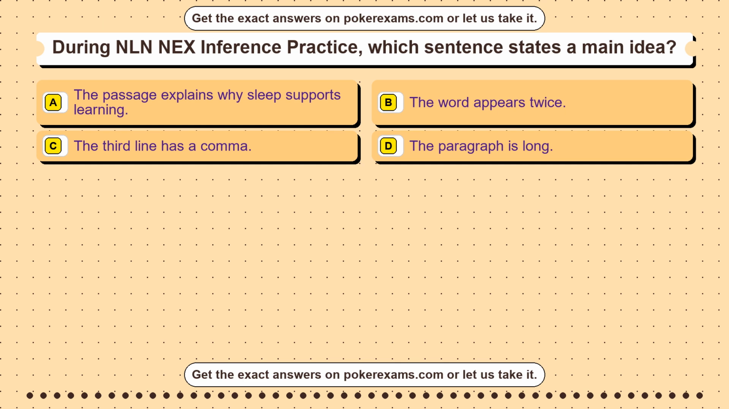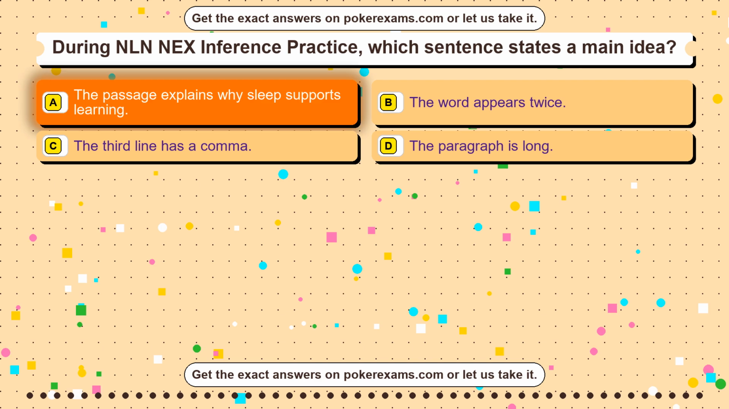Question 1. During NLN NEX Inference Practice, which sentence states a main idea? Option A. The passage explains why sleep supports learning. Option B. The word appears twice. Option C. The third line has a comma. Option D. The paragraph is long.